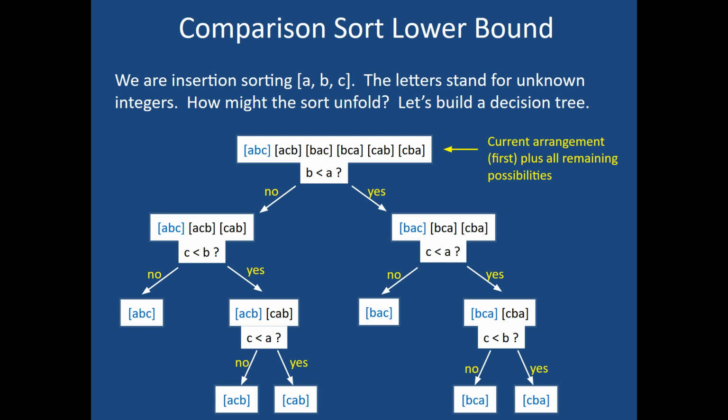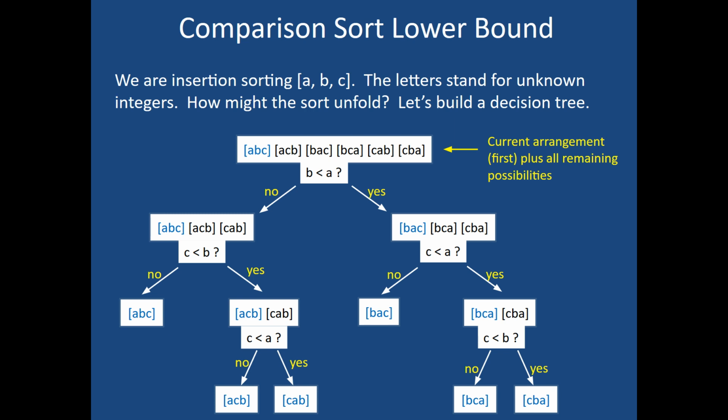What would the decision tree for insertion sort with 100 elements look like? What kind of shape would it have? First of all, how many leaves would it have at the bottom? How many possible outcomes are there? 100 factorial. So it would be a tree with 100 factorial leaves. Okay, it's a big tree. Now, how long would the paths be? This thing has some paths of length 2 and some paths of length 3. What would the shortest path be in the decision tree for insertion sort?